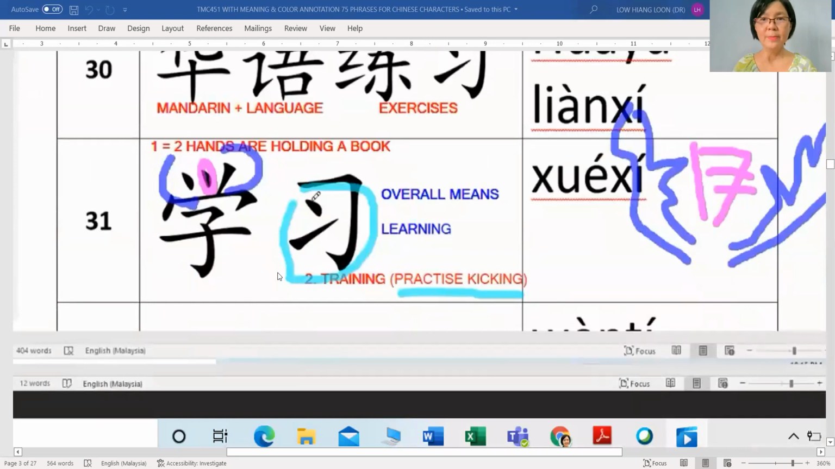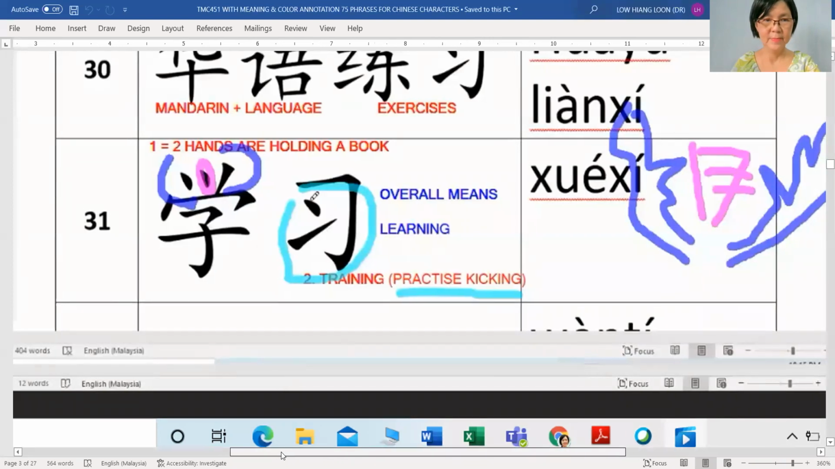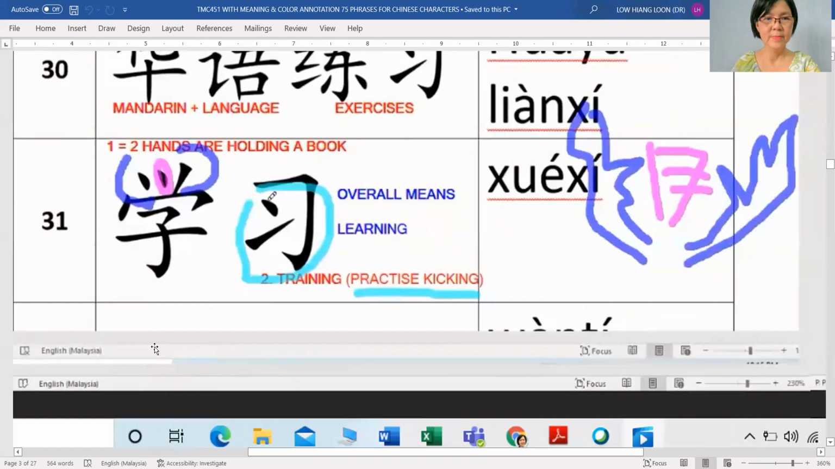What is this? 3-1. Number 9. The first character looks like a hand holding a book. And the second character is like doing exercise, kicking exercise. So the meaning is learning. So the main part actually is the two hands holding a book, which means that you are learning. Okay? 好的. So we are done with round 3.